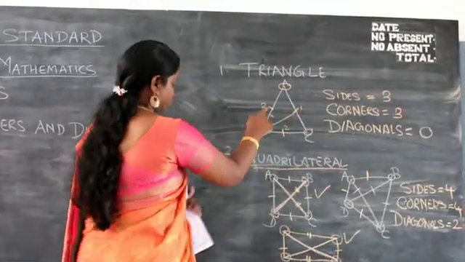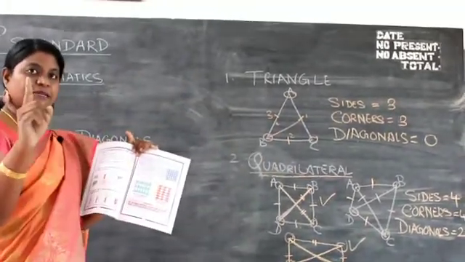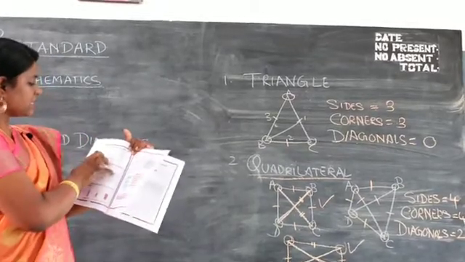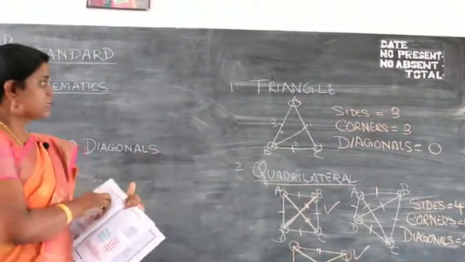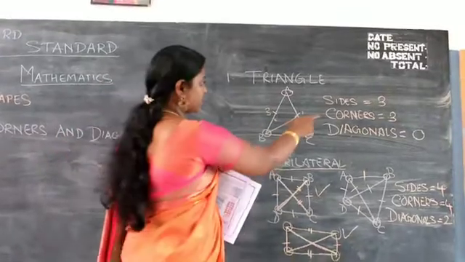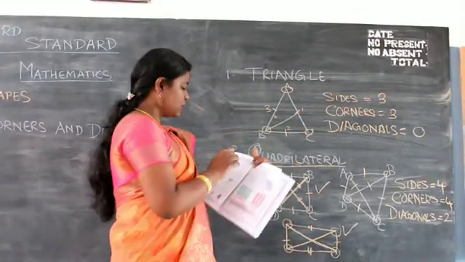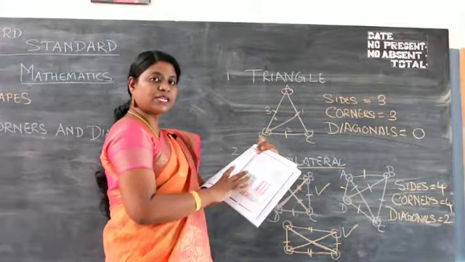1, 2 and 3. So this is a wrong statement. The first statement is a wrong statement. Second one says a triangle has 3 corners. Does a triangle have 3 corners? What have we written there? Yes, it has 3 corners. So the second one is going to be a true statement.